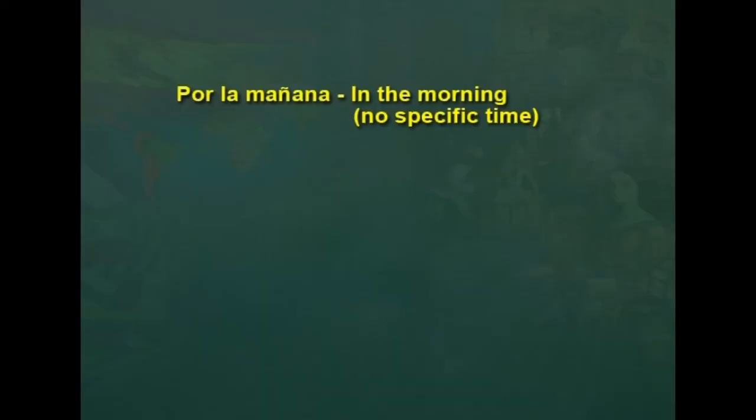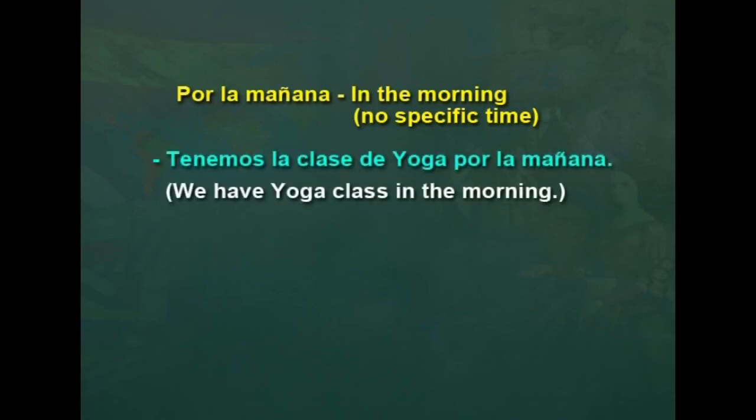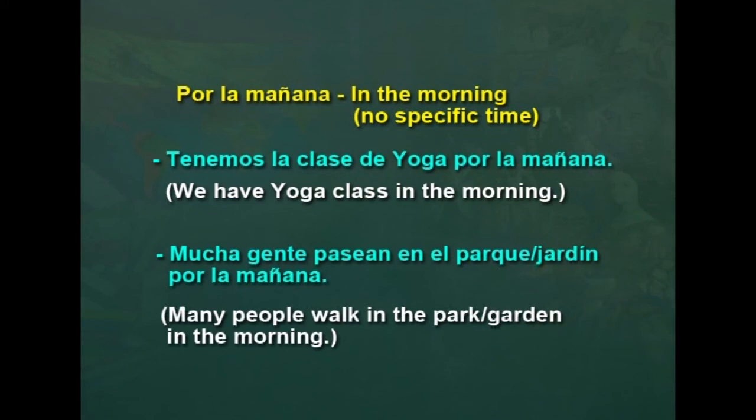Here are some useful time expressions that we need when we talk about time. Like por la mañana, in the morning, where the time is not very specific, no specific time. For example, tenemos la clase de yoga por la mañana. We have yoga class in the morning. Mucha gente pasea en el parque o jardín por la mañana. Many people walk in the park or garden in the morning.